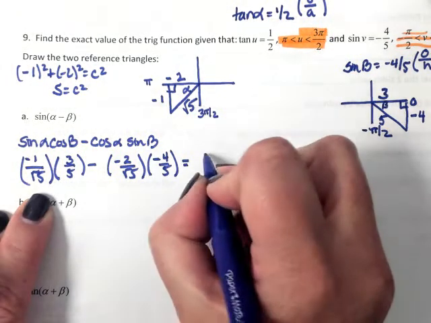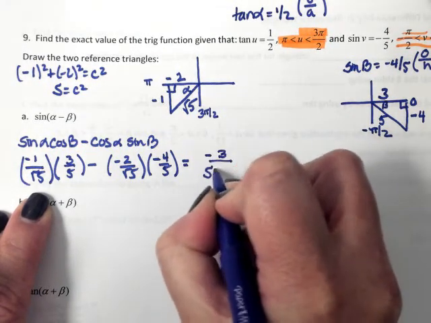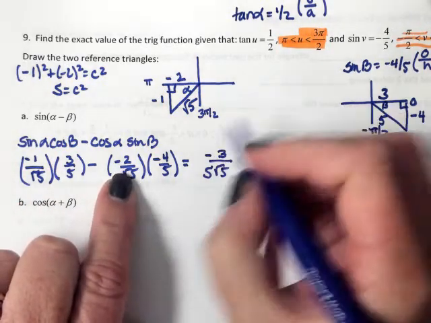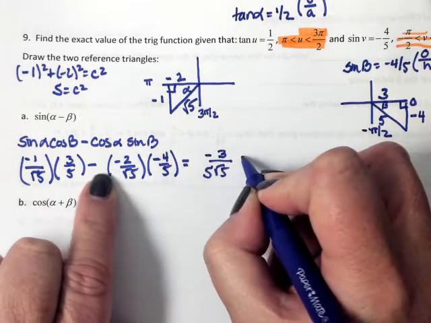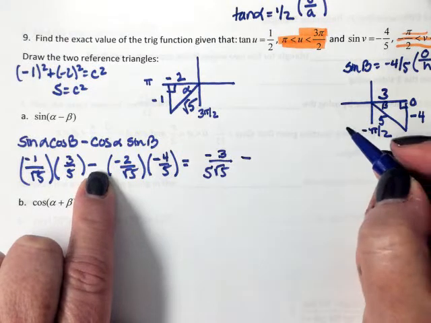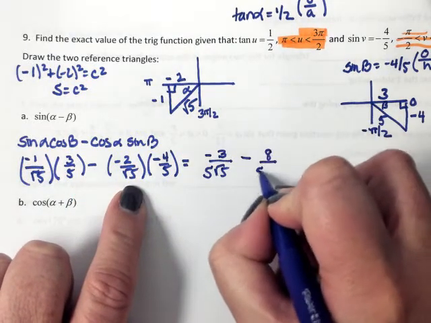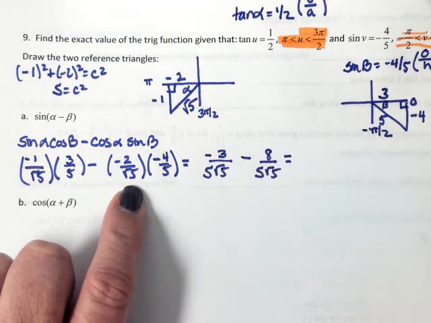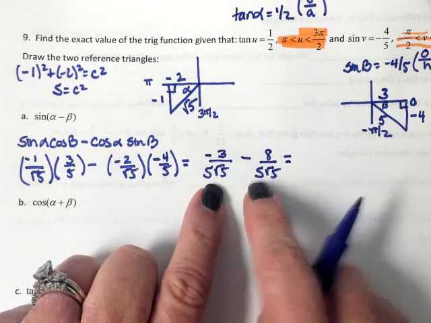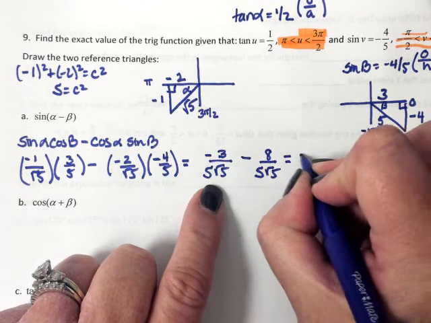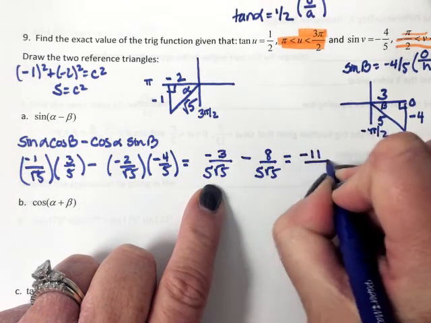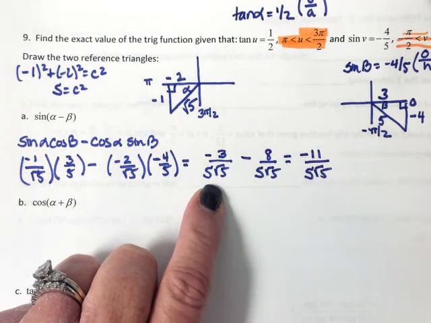So again, this is going to give me -3 over 5 square root 5. Now be careful, a negative times a negative is a positive, but you still have the subtraction sign separating it. That's going to be 8 over 5 square root 5. So now what I can do is I already have a common denominator, so I'm going to go ahead and just add this together. So that's a -11 over 5 square root 5.